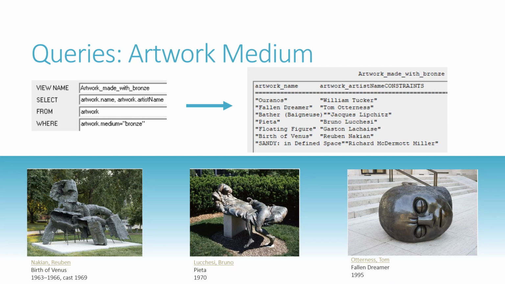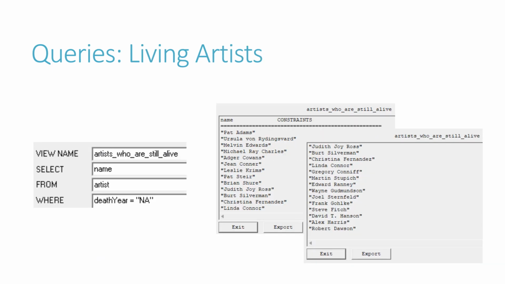In this example, we are querying artworks based on their medium, specifically bronze. Here are a couple pictures of the artworks that are found. Here you can see one of our queries by year, which lets us show which artists are still alive. So any artist with the death year of not applicable is clearly still alive, and this is what you can see us getting back from them.